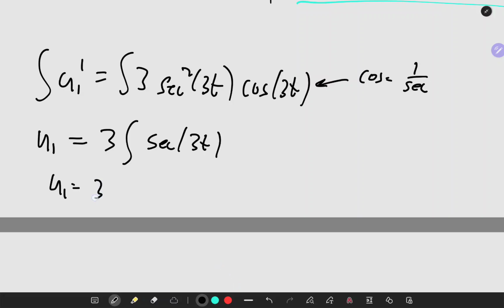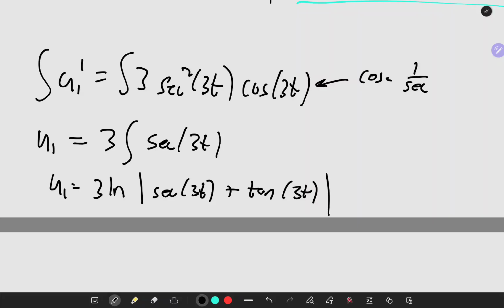So then that would be 3 natural log secant of 3t plus tangent of 3t. Now, if you're interested in how I got to that, look up the integral of secant. There's a long proof for it, or you can just memorize it like I did. Is that right though? Yep, that's right.